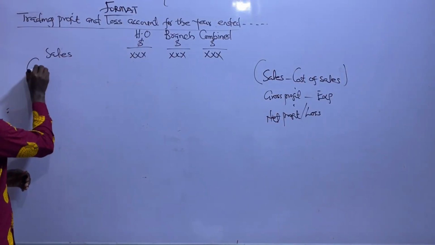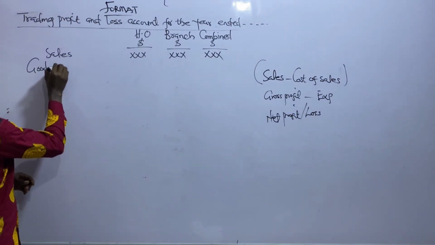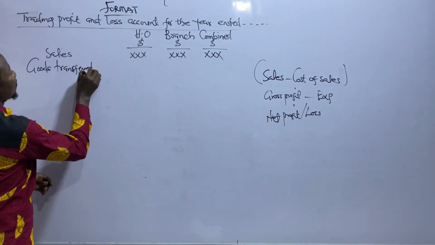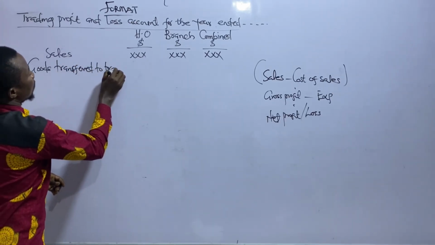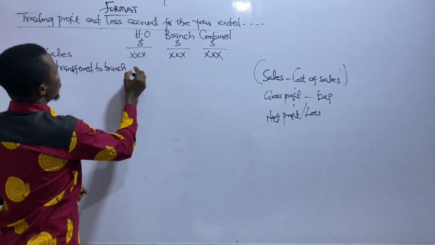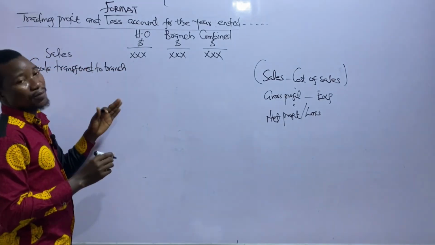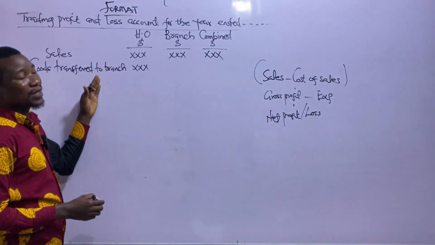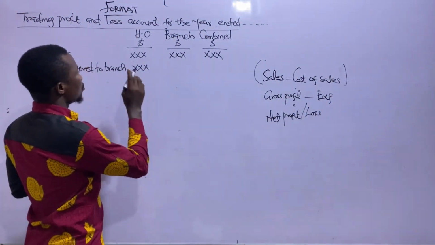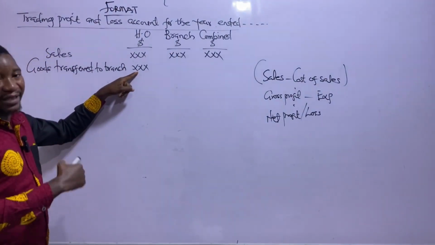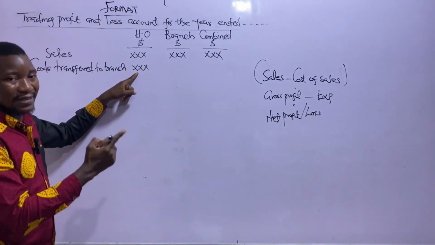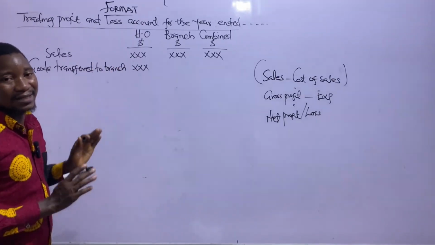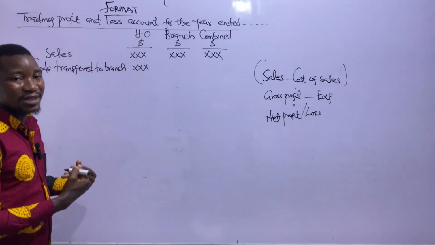So we have goods transferred to branch by the head office. Goods transferred to the branch are considered as sales to the head office. I hope this is clear. Now, to the branch, this is considered as purchases, not sales. When goods are transferred from the head office to the branch, the head office considers that as sales, but to the branch, it is considered as purchases.